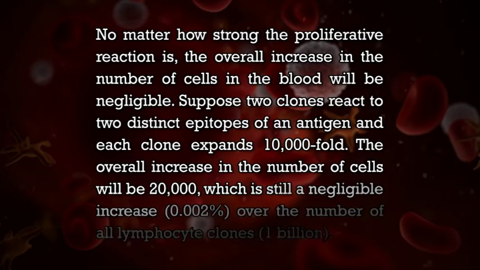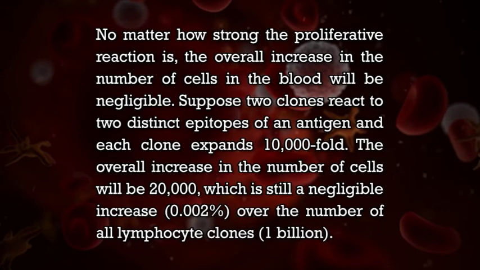No matter how strong the proliferative reaction is, the overall increase in the number of cells in the blood will be negligible. Suppose two clones react to two distinct epitopes of an antigen and each clone expands 10,000-fold. The overall increase in the number of cells will be 20,000, which is still a negligible increase. That is 0.002% over the number of all lymphocyte clones, 1 billion.